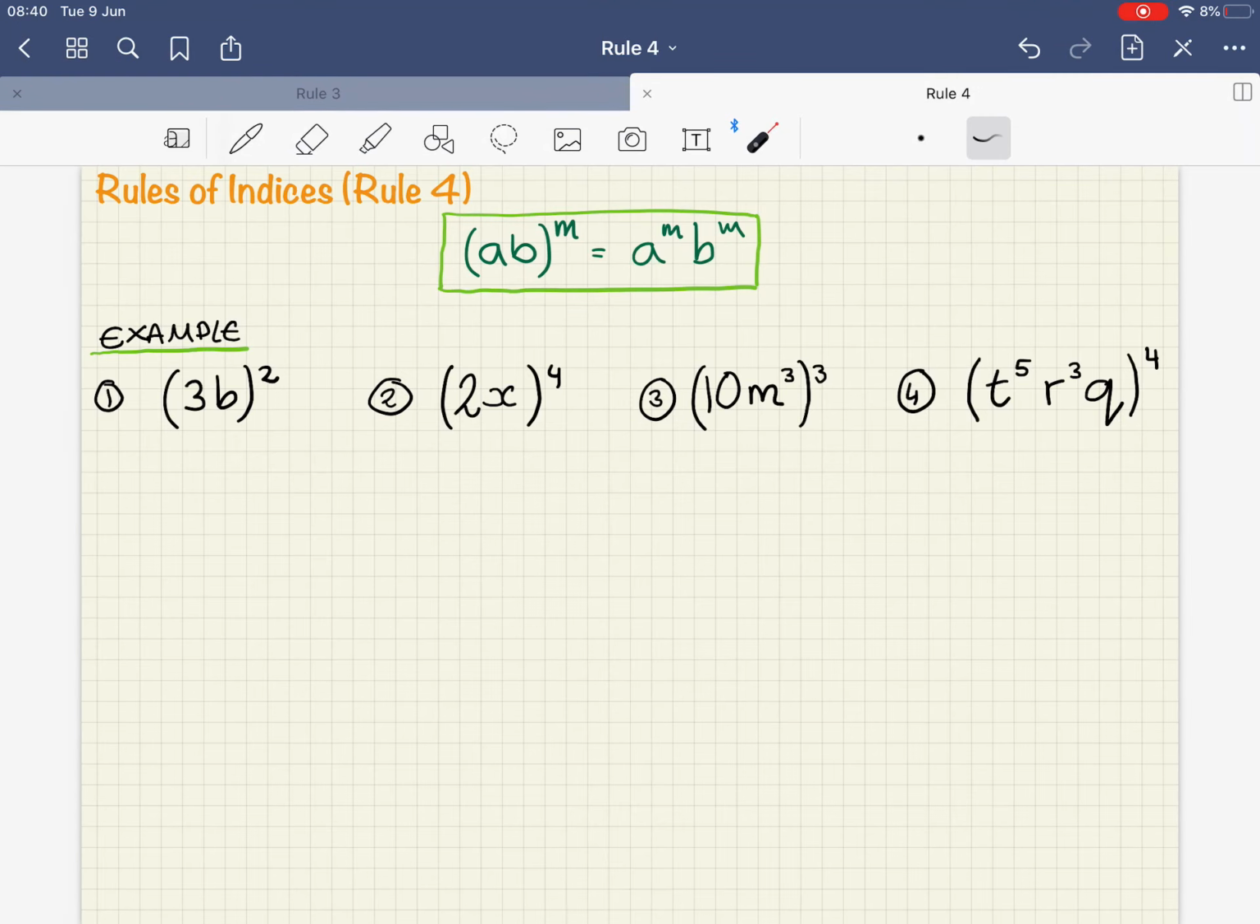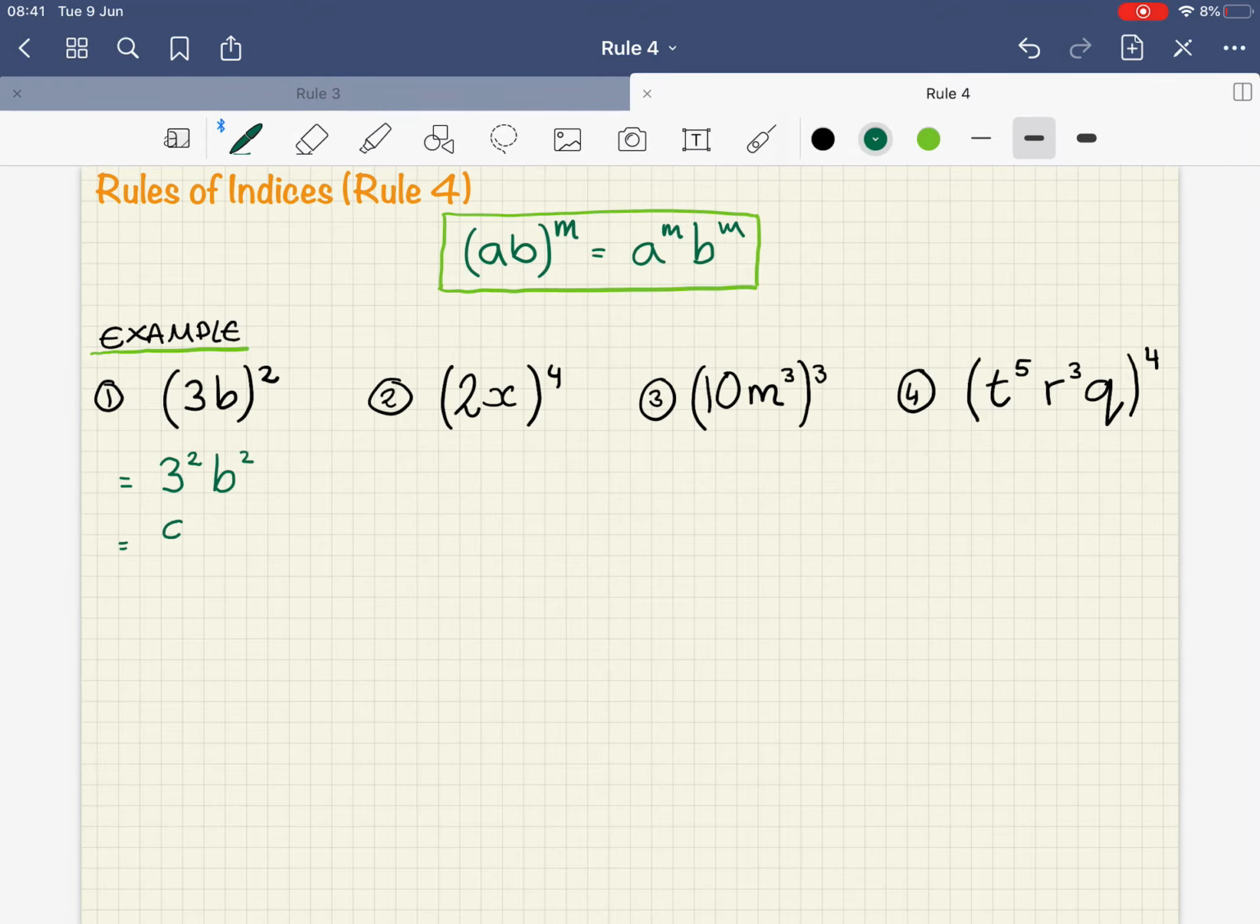So here is the next bit of our rules of indices, so rule 4. Now on this one, it states when I have two or more things inside a bracket with a power on the outside, that power is going to affect each thing individually. So looking at our first example here, I've got 3b all to the power of 2. So that squared is going to come to each thing like so.